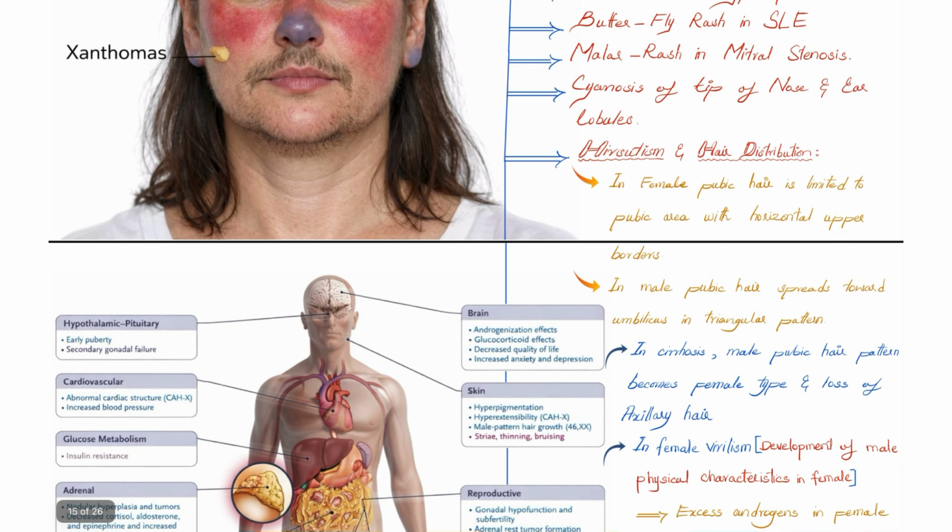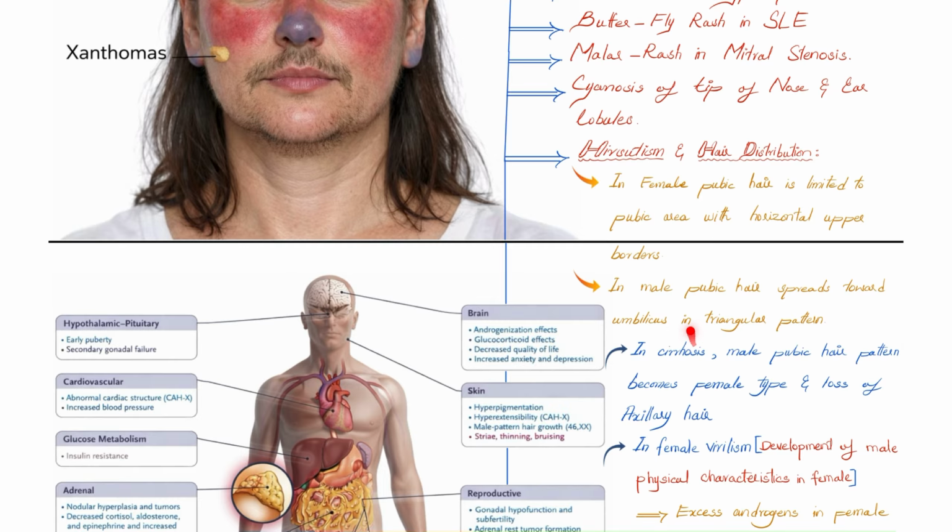For example, in females, pubic hair is limited to the pubic area with horizontal upper borders. However, for these, you need to expose the patient. We don't do the full exposure in general physical examination, but you can find some abnormal findings during the systemic examination. In females, the pubic hair is limited to the pubic area with horizontal upper borders, and in males, pubic hair spreads towards the umbilicus, means towards the belly button, in a triangular pattern.